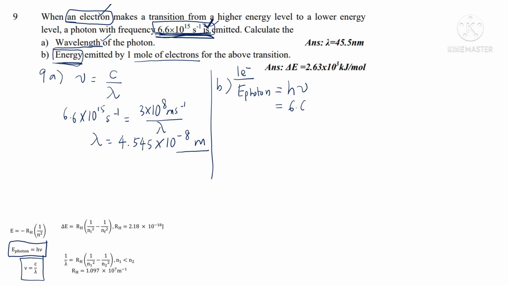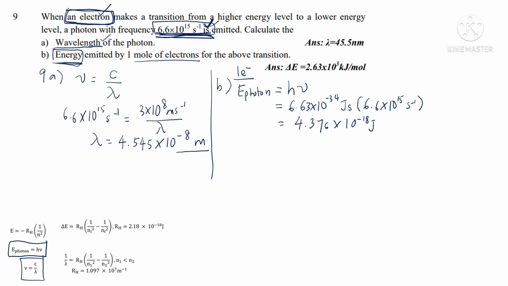Planck constant 6.63 times 10 to the power of negative 34 joule second. Frequency of the photon 6.6 times 10 to the power of 15 per second, giving us the energy of photon for 1 electron as 4.376 times 10 to the power of negative 18 joule. So this is the energy of photon corresponding to 1 electron transition.